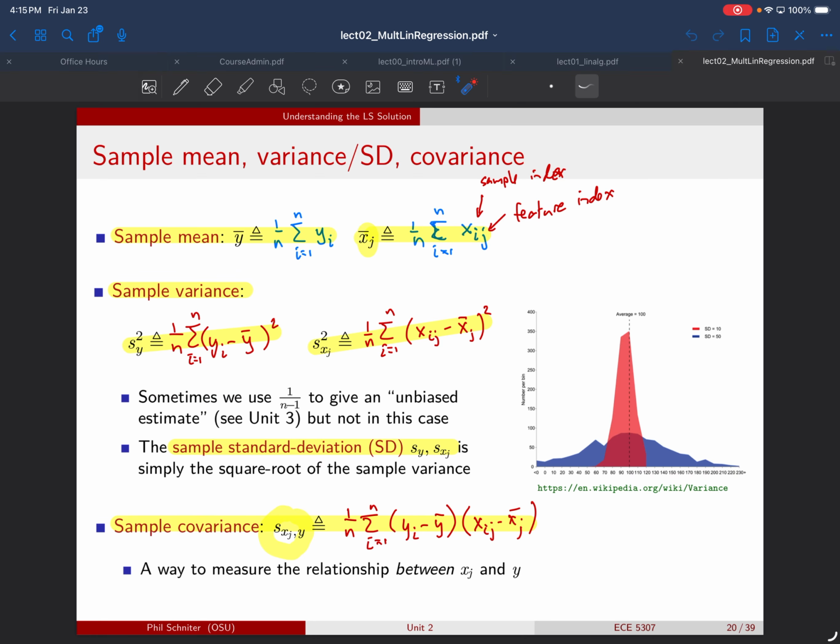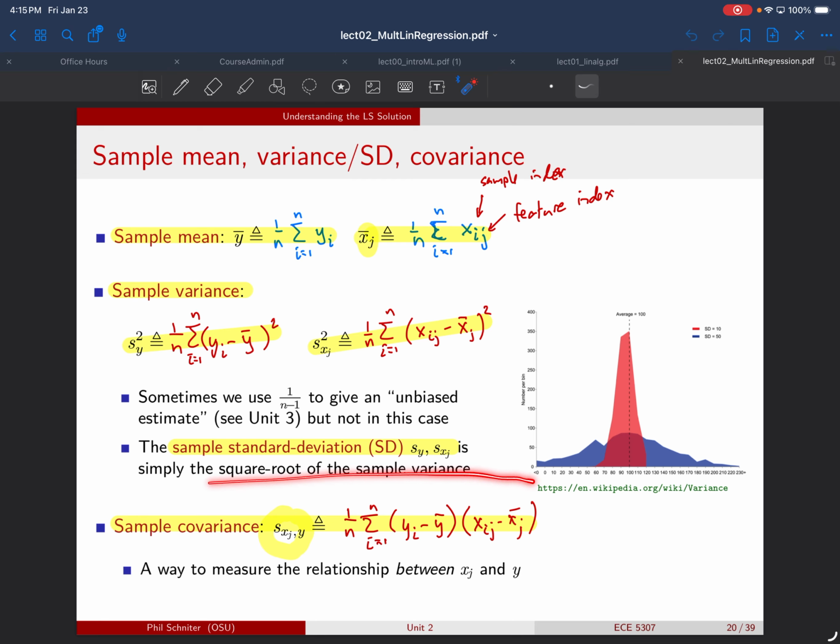Now you could also look at the sample variance of the jth feature. Here you take all the examples of the jth feature, subtract the jth sample mean, and look at the average squared value of that, and you get s sub xj squared. One final thing: here we're looking at the targets on their own, and here the features on their own, but what's really key to prediction is how the targets and features relate to each other, because we're trying to predict the target using the feature.